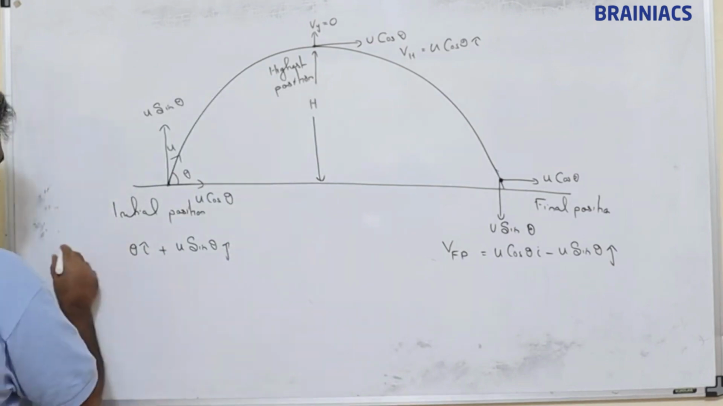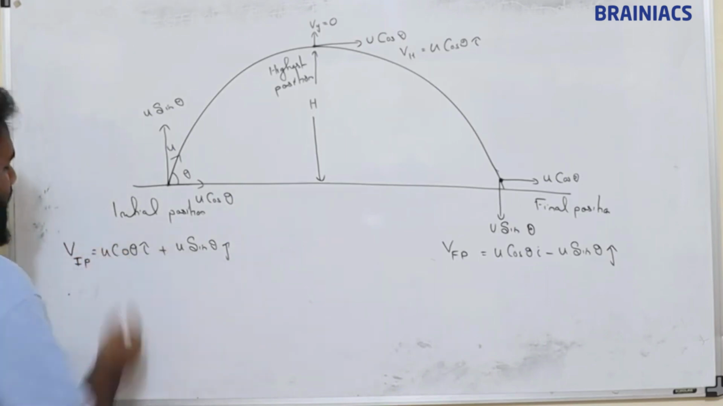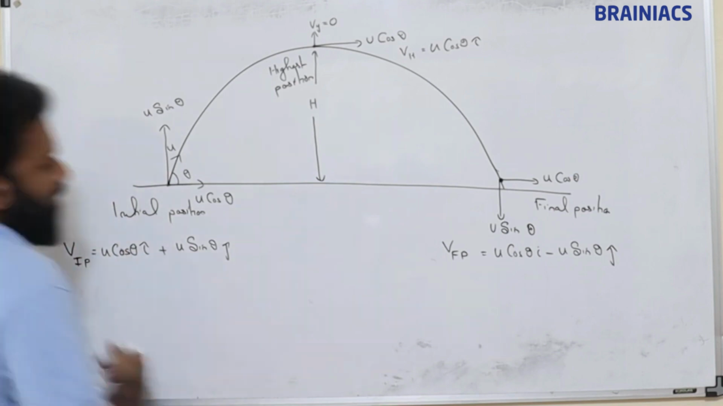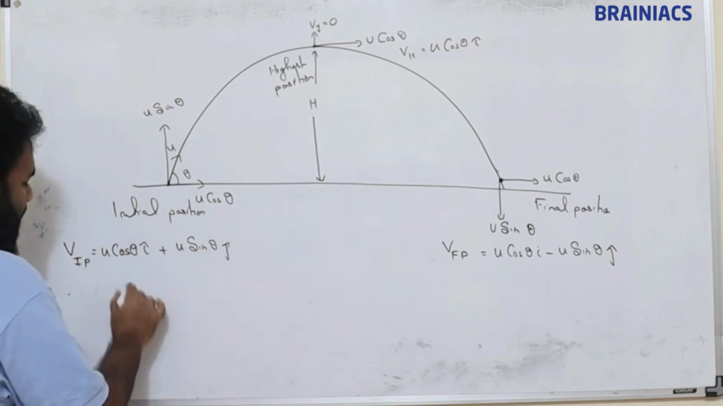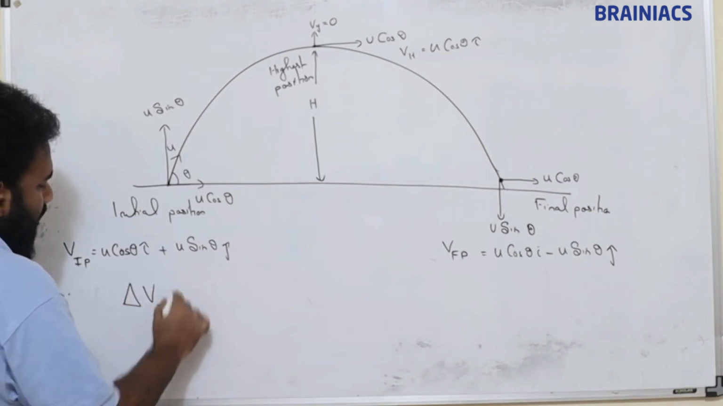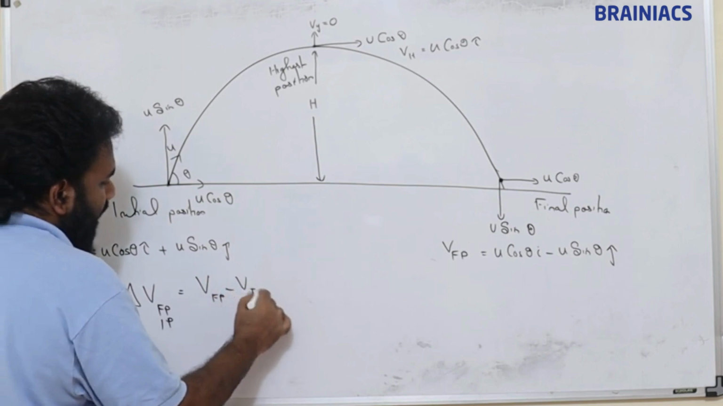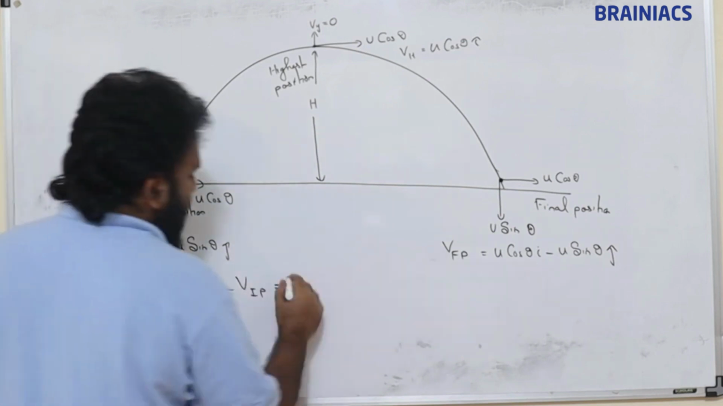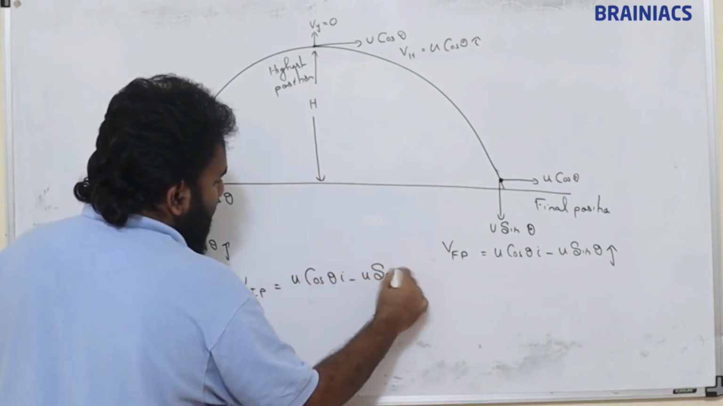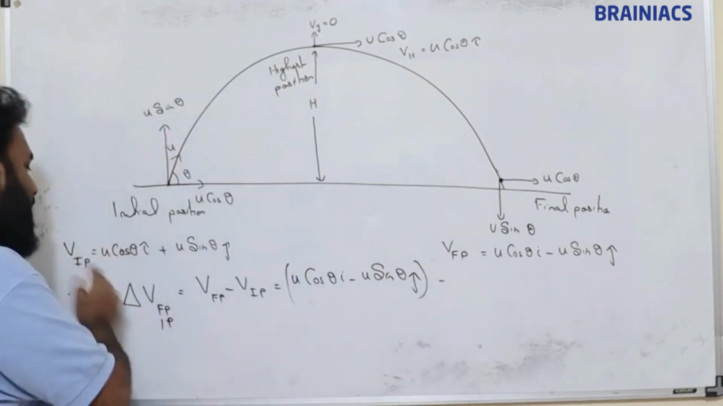Okay, so the velocity at the initial position is equal to u cos theta i plus u sin theta j. Clear? Alright, so change in velocity between the final position and the initial position is nothing but velocity at the final position minus velocity at the initial position. Final position is u cos theta i minus u sin theta j. So this is the velocity at the final position minus the initial position.